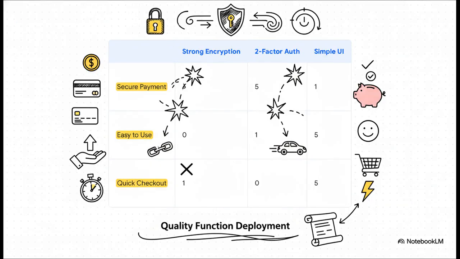So here's a really simple look at that relationship matrix for our app. Let's just trace one of the requirements. See the top row, the customer what is secure payment. Now look across. You can see that the technical feature, strong encryption, gets a 5, a very strong relationship. Makes sense. But now look at the next row, easy to use. Well, strong encryption doesn't really have an impact there, so it gets a 0. This simple act of scoring everything makes the process powerful and objective.